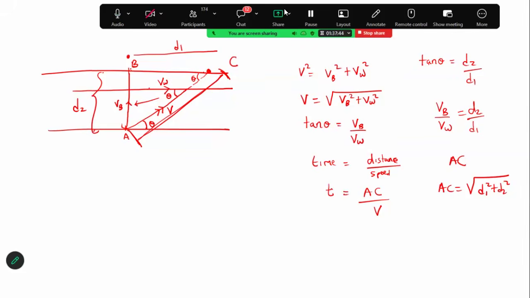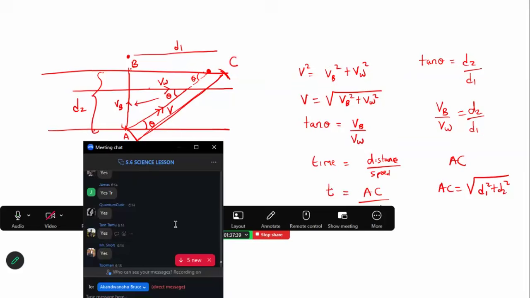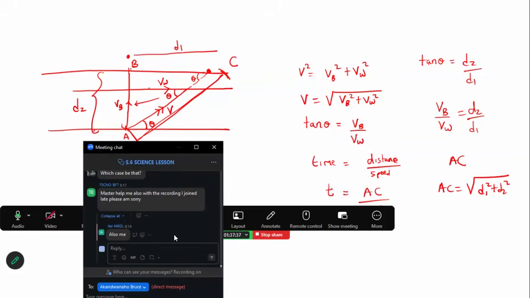Members, I don't know whether we're on the same page or not. Kindly let me know whether we are on the same page.